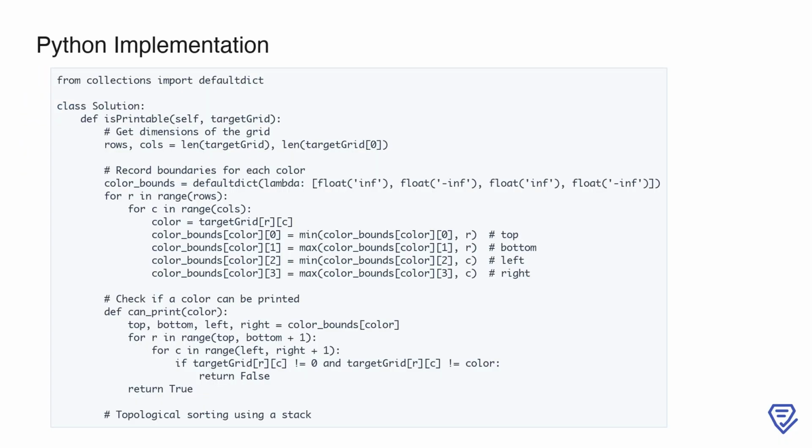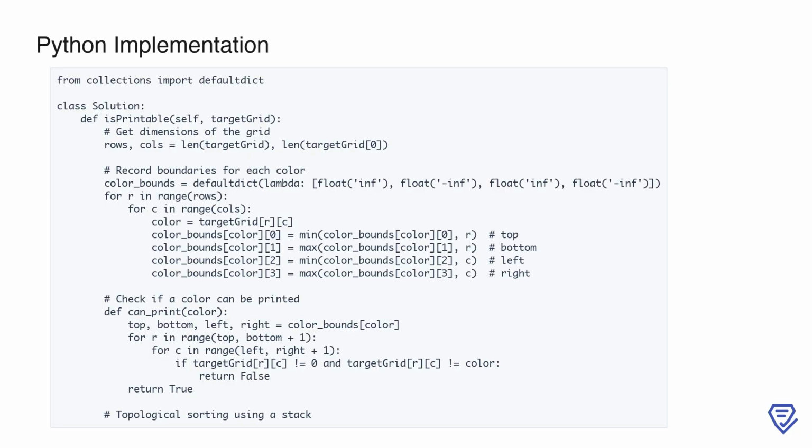Here, we start by importing the necessary module, defaultdict, from Python's collections library. This helps us manage the boundaries for each distinct color in the grid. Then, we define a class Solution and its method isPrintable, which takes targetGrid as input. The grid represents the canvas we need to analyze.